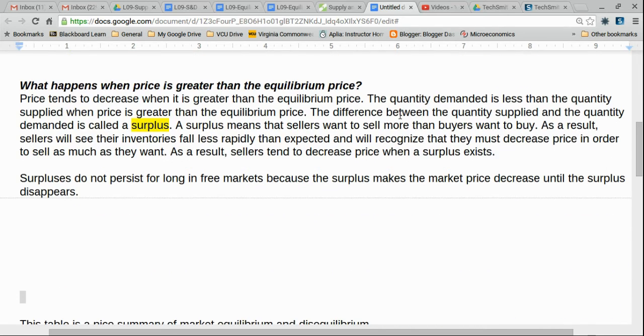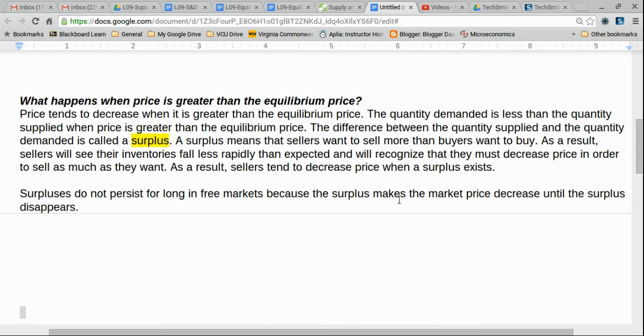Now let's look at what happens when price is greater than the equilibrium price. In that condition, price tends to decrease. The quantity demanded is less than the quantity supplied when price is greater than the equilibrium price. This difference is called a surplus. A surplus means that sellers want to sell more than buyers want to buy. As a result, sellers will see their inventories fall less rapidly than expected and will recognize that they must decrease price in order to sell as much as they want.